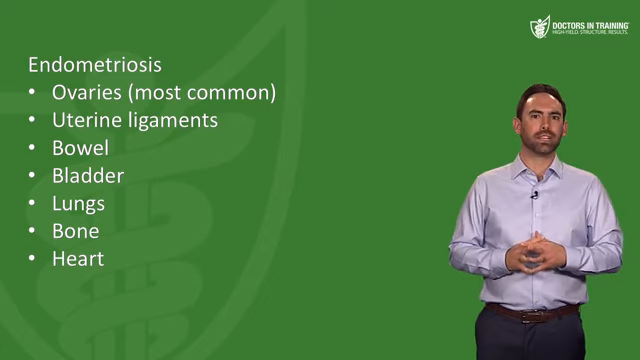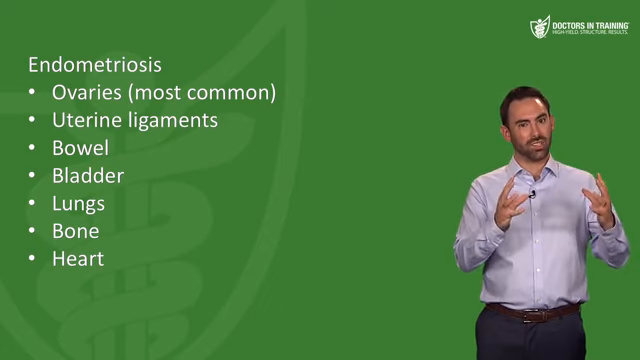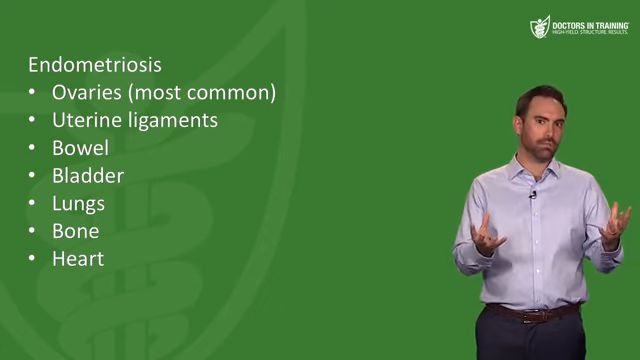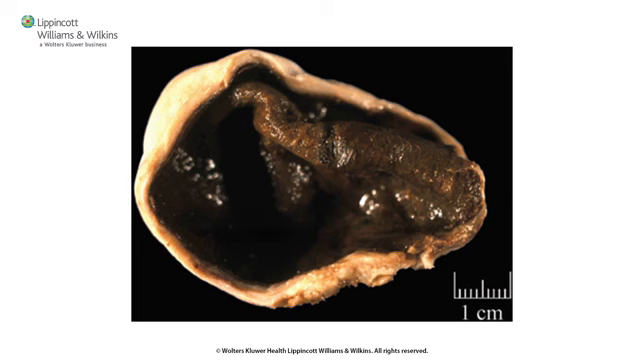And this can sometimes lead to development of large ovarian cysts that fill with blood, which are called endometriomas. These endometriomas are also known as chocolate cysts because if you cut into one, it will be filled with old thick blood that looks like Hershey's chocolate syrup.